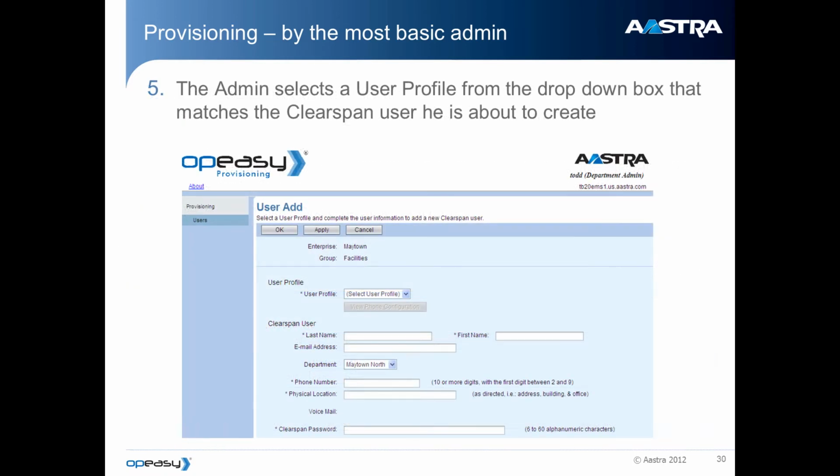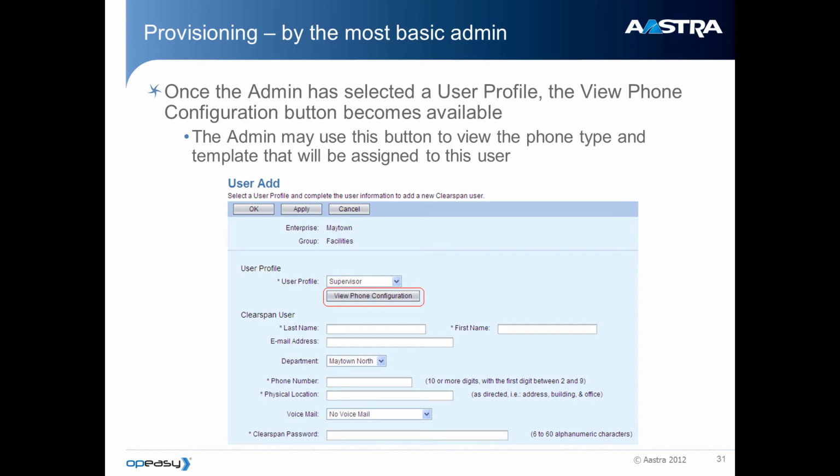For step 5, the admin selects a predefined user profile from the drop-down box that matches the ClearSpan user that they are about to create. Once the admin has selected the user profile, the View Phone Configuration button becomes available. The admin may use this button to view the phone type and template that will be assigned to this user.